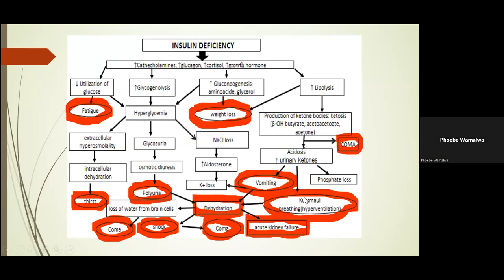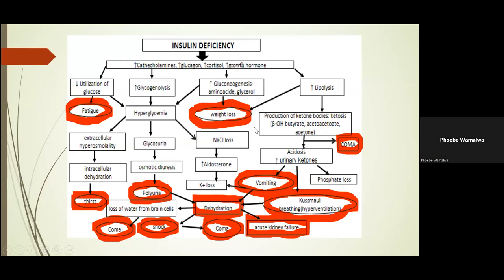So the patients will present with deep breathing to release extra acid. And all this will lead to dehydration. And of course, dehydration leads to acute kidney injury. Prolonged dehydration will lead to shock, hence coma.